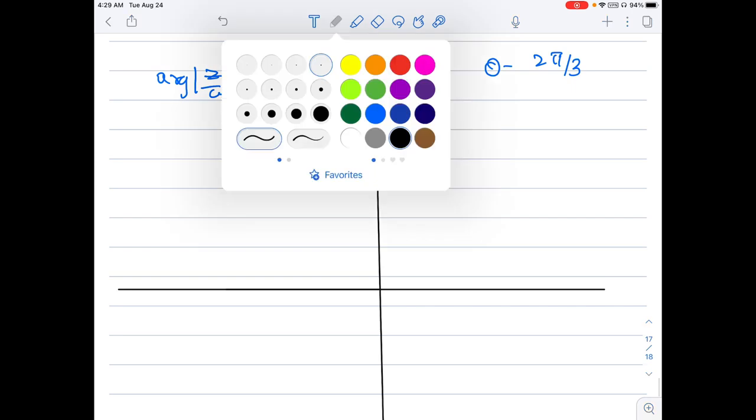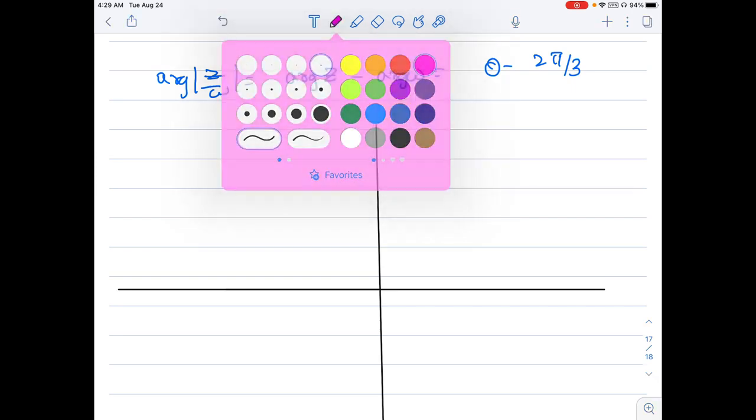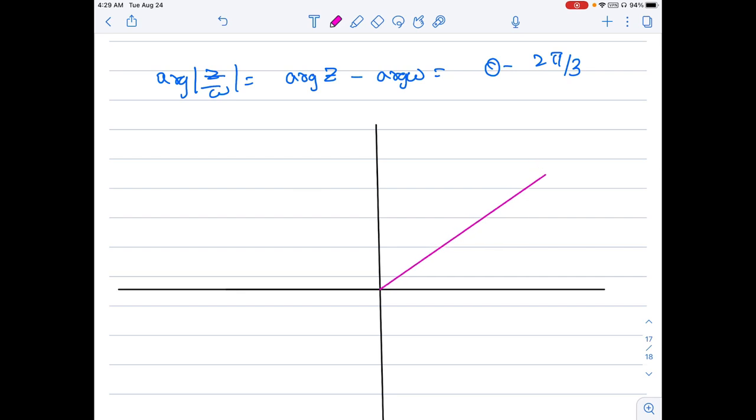z has an argument theta. So let us take it somewhere over here. Theta lies between minus 60 and positive 60 degrees. So theta can be in the first quadrant or in the fourth quadrant. We will assume that it is in the first quadrant. So we assume that this angle is theta and this modulus is r. Now this is denoted by z, and let B be denoted by z omega.